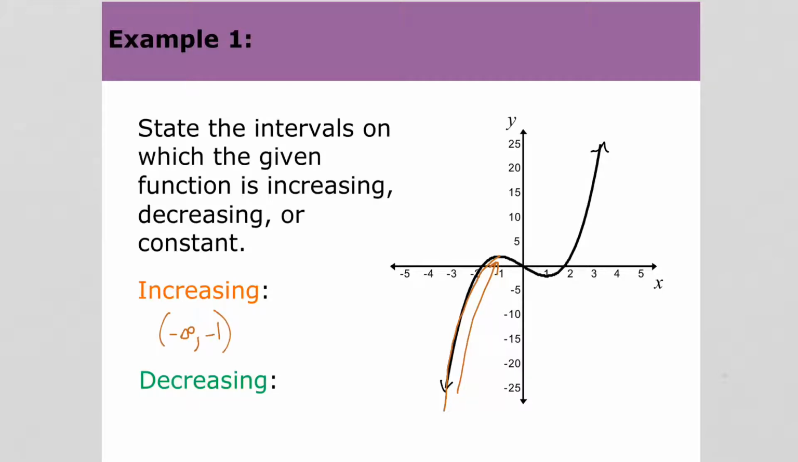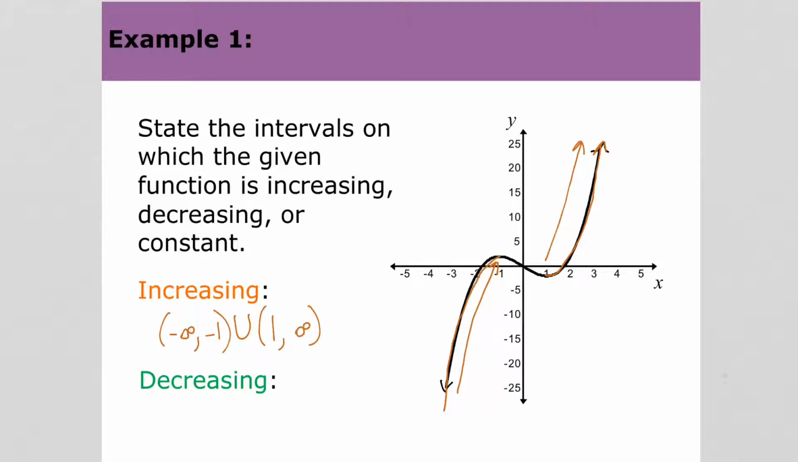Notice I used a parenthesis there. This is important. We're not including the point at -1 in increasing or decreasing because you can't increase or decrease at a point. Okay, the point itself is going nowhere. So we're increasing up until that point. And then there's more increasing on this graph, starting at about 1 and going up to infinity. So we'll union that with 1 to infinity.